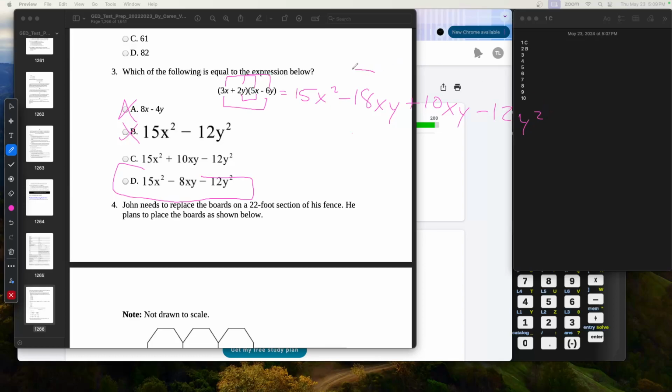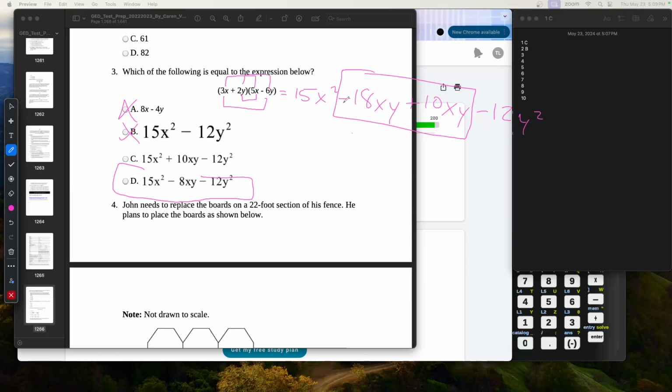And then here you have to recognize these two middle terms are like terms. So we did the FOIL: the first gave us 15x squared, the outside gave -18xy, the inside gave 10xy. And last, we got -12y squared.